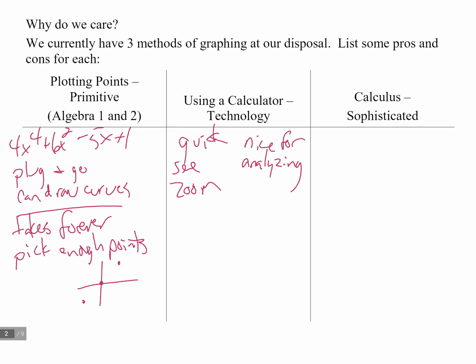Nice for analyzing stuff. Like if I want to find an intersection point, that's nice. If I want to find a zero, that's nice. If I want to find, you know, for our purposes, as we approach a limit where the function is discontinuous, we have a hole or something like that. That's nice. Stuff like that.